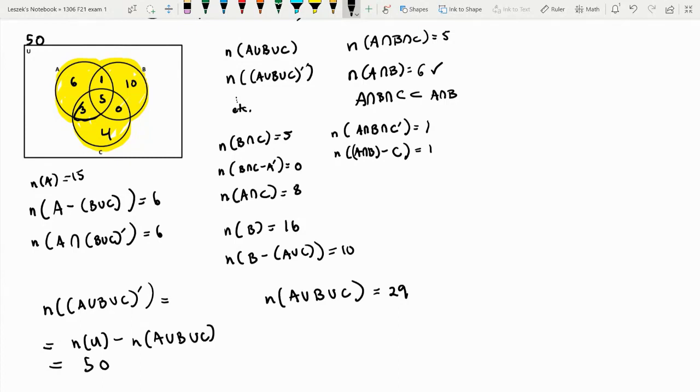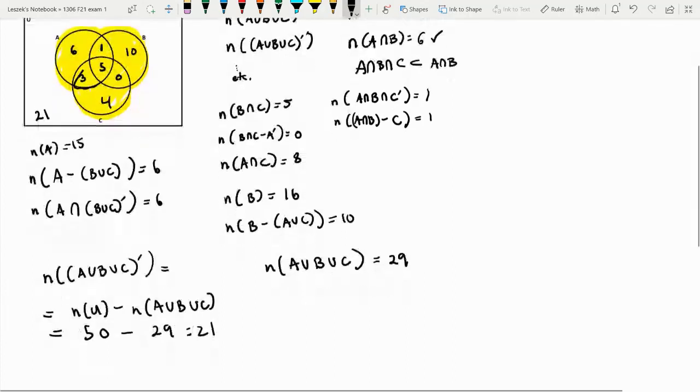So that's 50 elements in the universal set, 29 in the triple union. So that's 21 outside. Very good. 21 is everything not in the Venn diagrams. That's right. That's outside the circles.